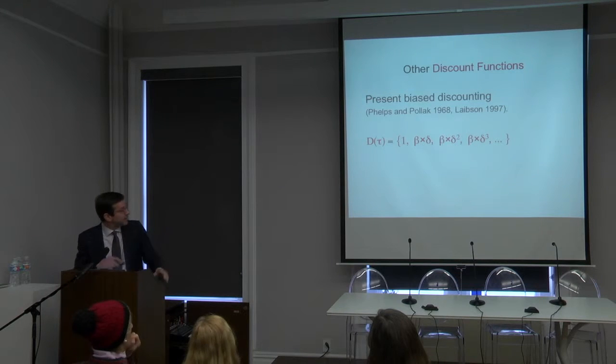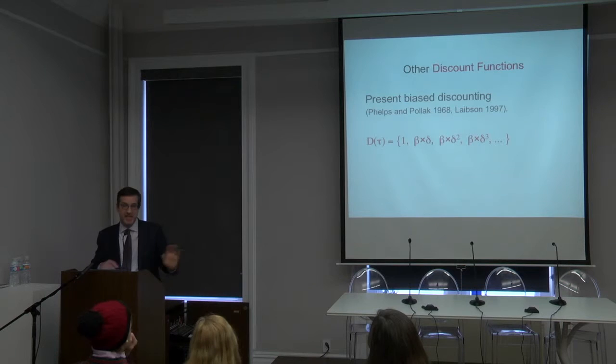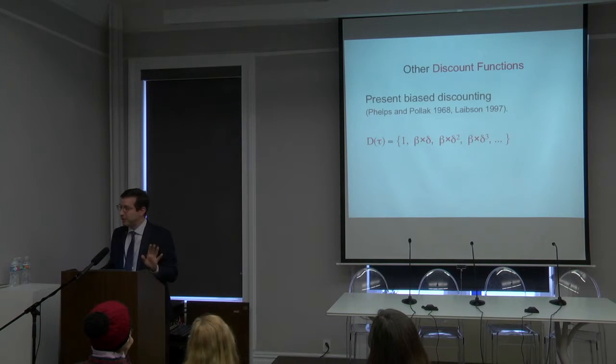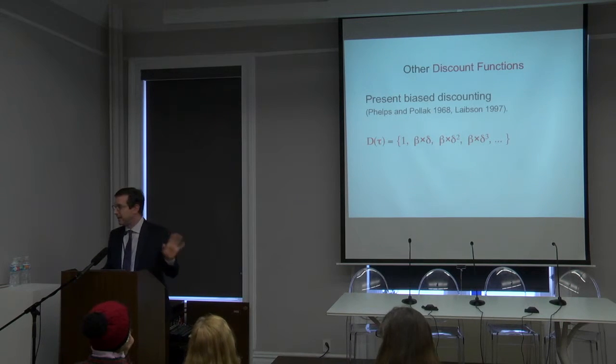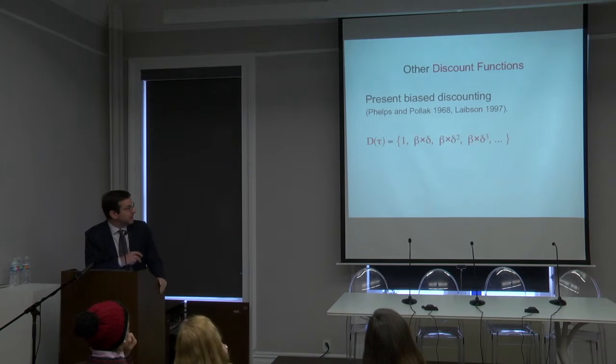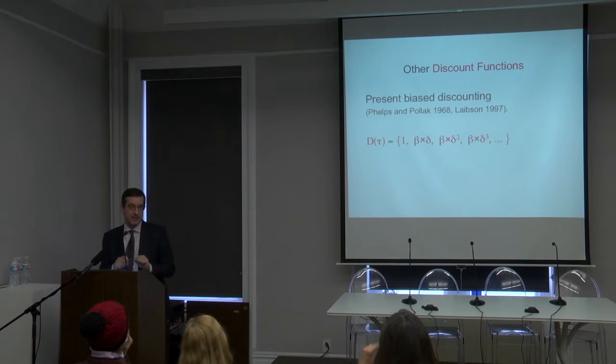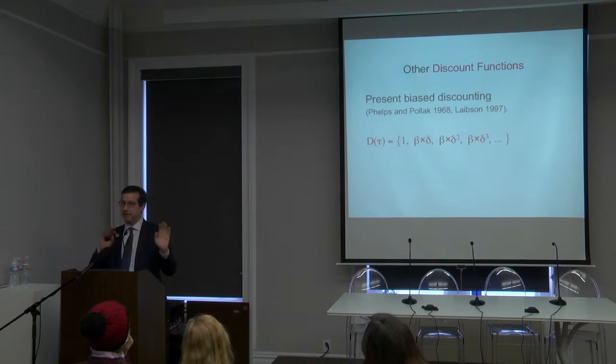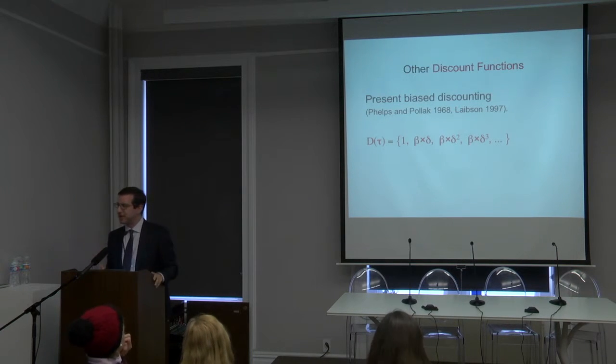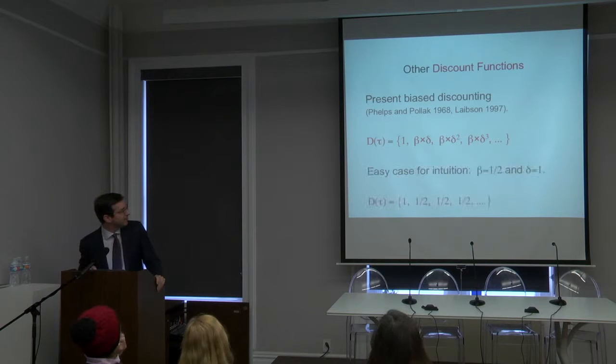It simply says that the discount function isn't delta, delta squared, delta cubed, the exponential form we saw before, but now we're going to take a new parameter, beta, and stick it in front. And this beta is a wedge between all the future periods and today. So beta separates later from now, and this critical beta parameter is going to dominate the show for the next couple slides. Think intuitively about the case beta equals a half, delta equals 1.